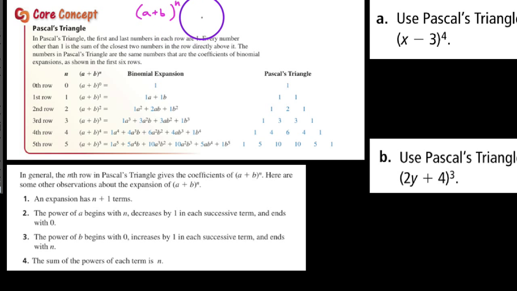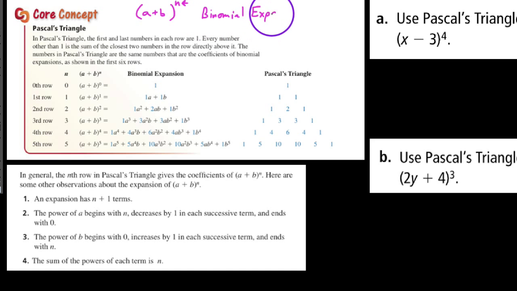We would get some resulting polynomial, and how long it is would depend upon what power we were raising it to. The higher the power we're raising it to, the longer this expression would be. But this is what we're going to refer to as binomial expansion.